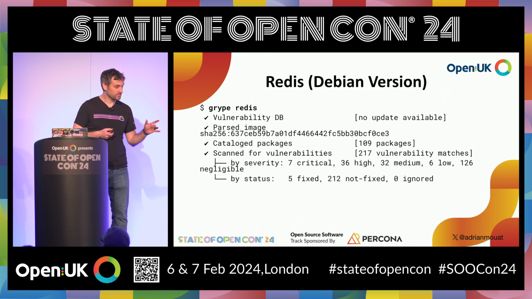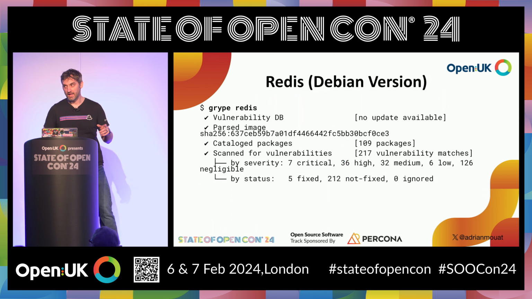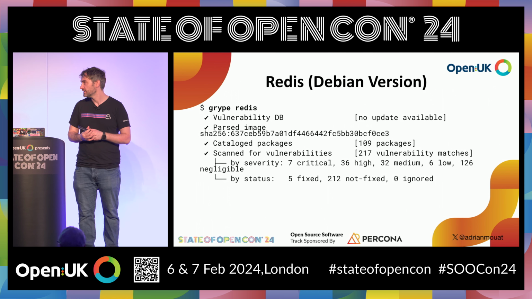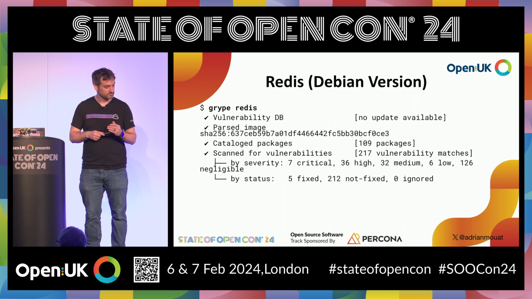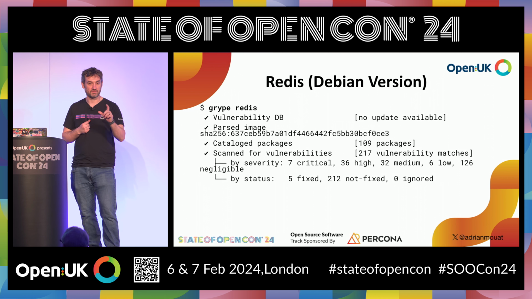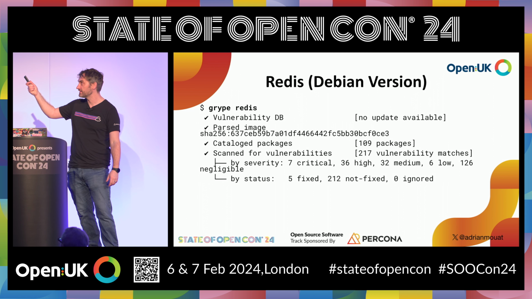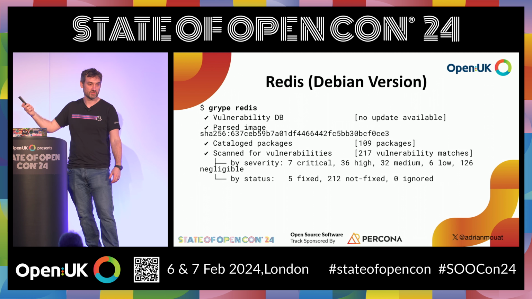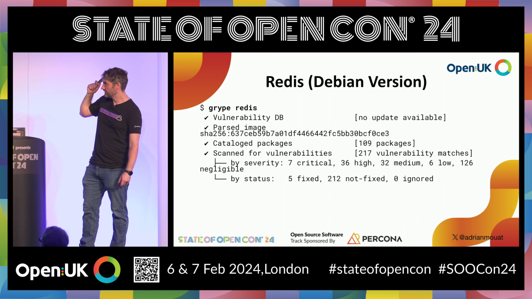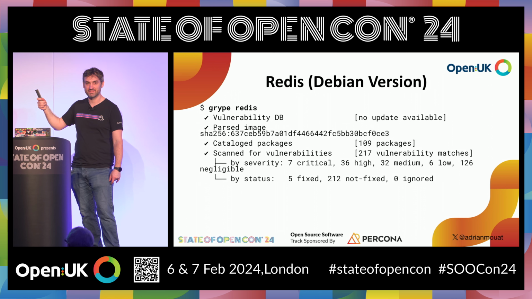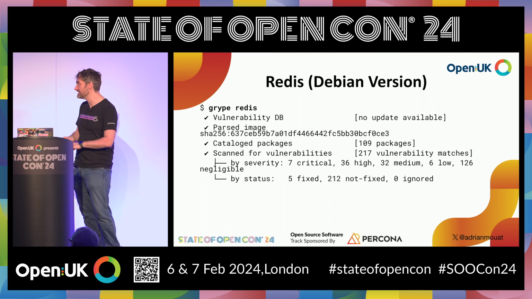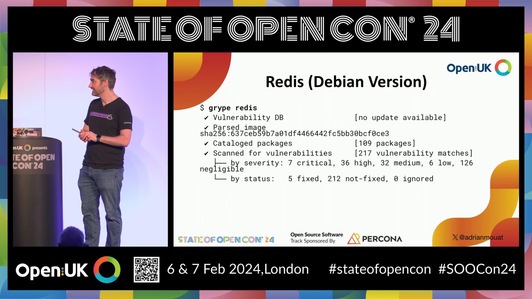So this is the result from running Grype on Redis. This is from last year, but I did run it again this morning, and I get roughly similar results. I think it's actually 8 critical at the minute. This is the Debian version of Redis. If you don't specify a tag, it's going to grab latest, and latest is the version of Redis based on the Debian operating system. In this image, we can see there's 109 packages. I think there's maybe 111 if you run it today. And it picked up 7 critical, 36 high, 32 medium, 6 low, and 126 negligible CVEs.